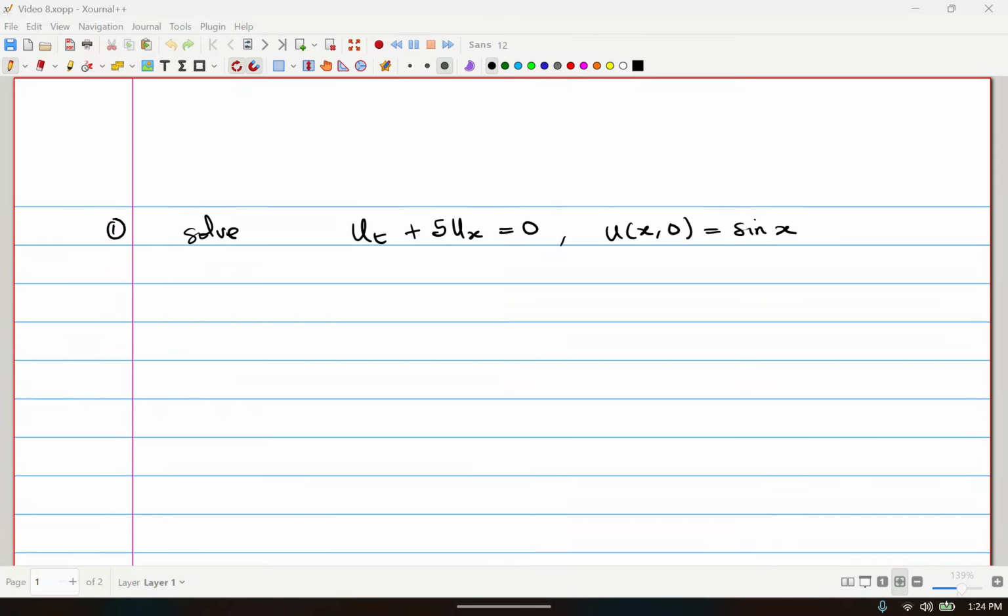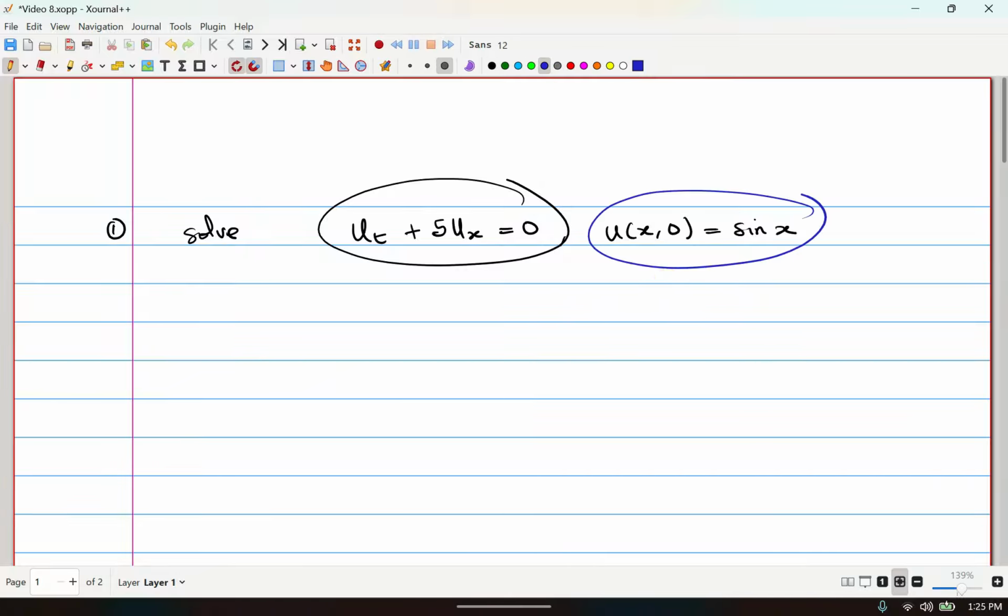Hi, so this is the last lesson on our first order PDE lessons. This one solves a transport equation with initial conditions. I have two problems here that I want us to go through. Again, we're going to use the method of characteristics to solve this problem. Given this, solve the PDE given here, subject to the initial conditions.